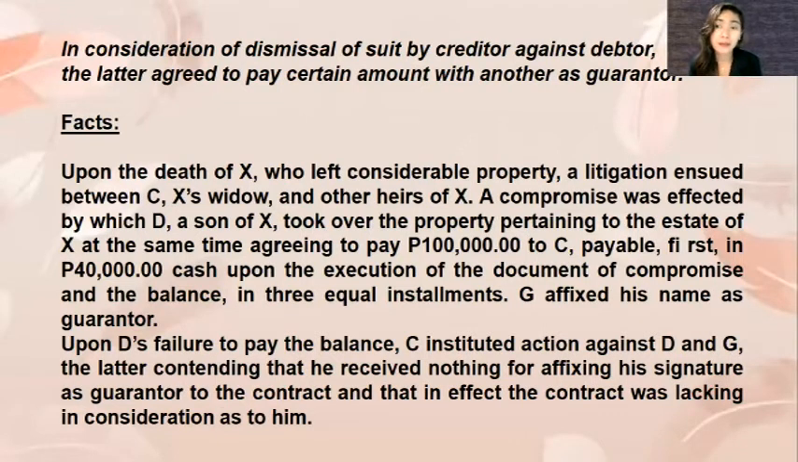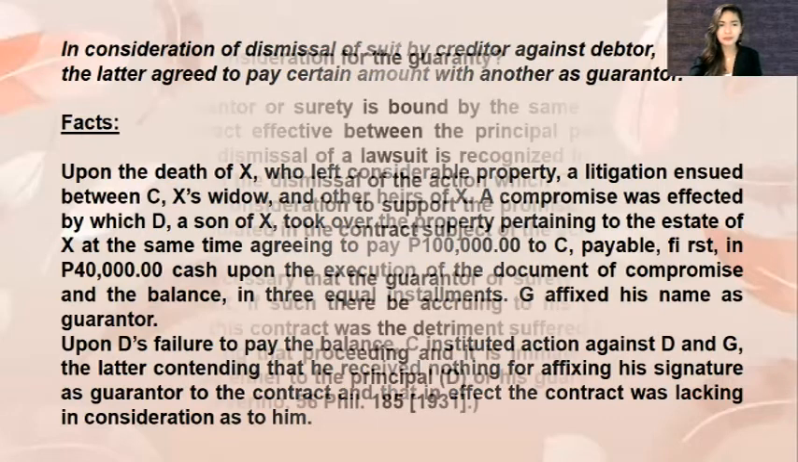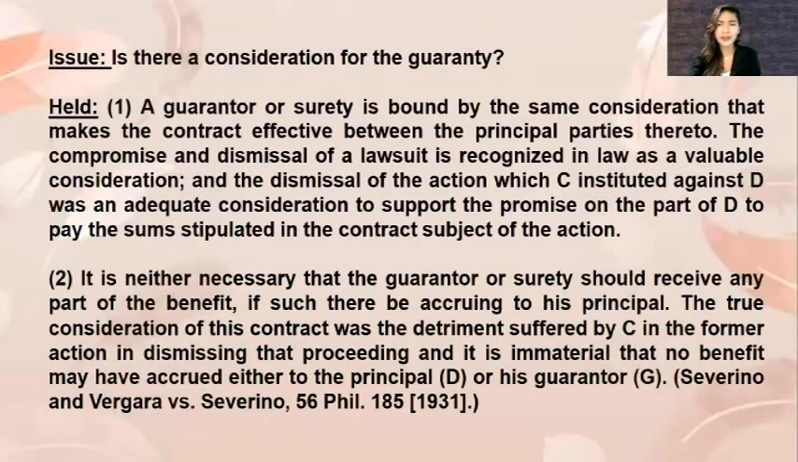Upon D's failure to pay the balance, C instituted an action against D and G, the latter contending that he received nothing for affixing his signature as guarantor to the contract, and to that effect, the contract was lacking in consideration as to him. So the issue of this case: is there a consideration for the guarantee? The court held that, first, a guarantor or surety is bound by the same consideration that makes the contract effective between the principal parties thereto.